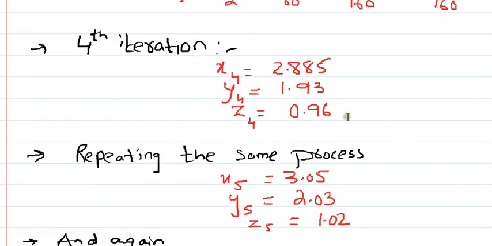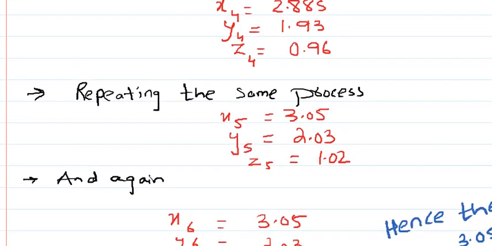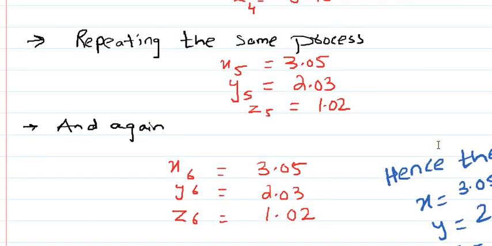We plug x, y, z into our equations and we get new values of x, y and z. x5 equals 3.05, y5 equals 2.03 and z5 equals 1.05. These values are for the fifth iteration. Then we do the process again, a simple process. We plug these values into the equations and we get the values of x6, y6 and z6.